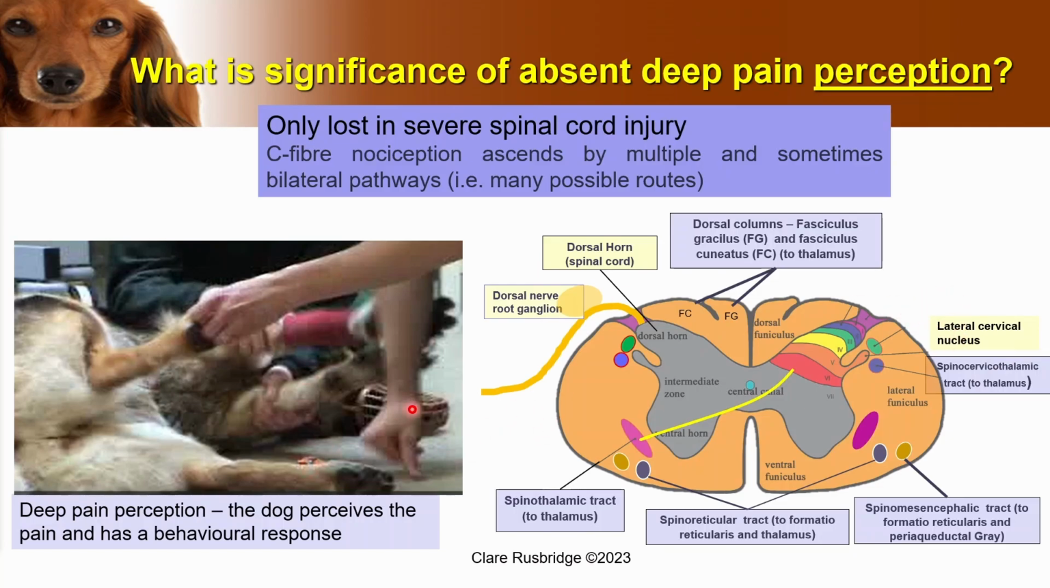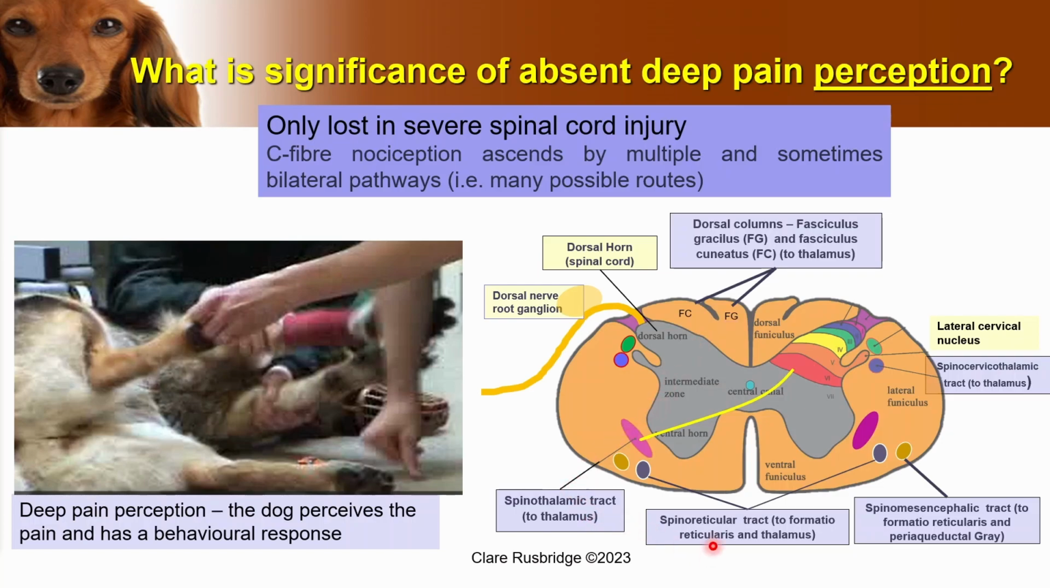So the painful impulse is obviously coming in to the dorsal horn. It can travel up the spinocervicothalamic tract, which is the main route in the dog and the cat and other carnivores. It can decussate and travel up the spinothalamic tract. It can travel up the fasciculus gracilis and the fasciculus cuneatus, which is a very diffuse region right through this white matter here.